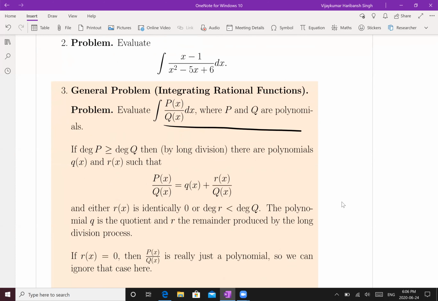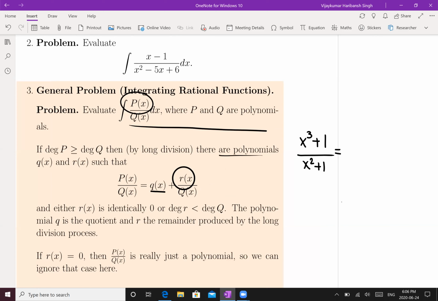If the degree of the numerator is bigger than the degree of the denominator, then we can do a long division so that p(x)/q(x) is equal to s(x), which is the quotient, plus r(x) divided by q(x), in which case the degree of r(x) is less than the degree of q(x). For example, if the numerator is x cubed plus 1 and the denominator is x squared plus 1, we can do a long division to write it as follows.